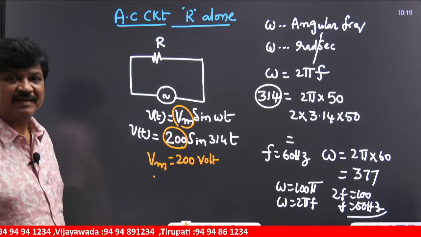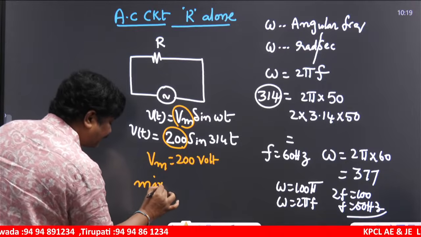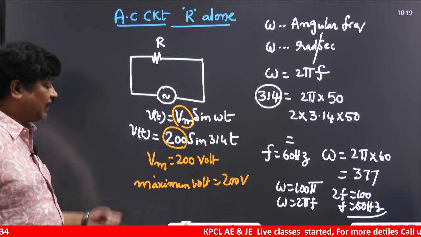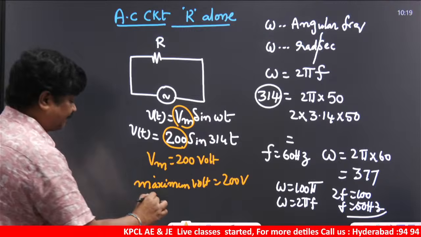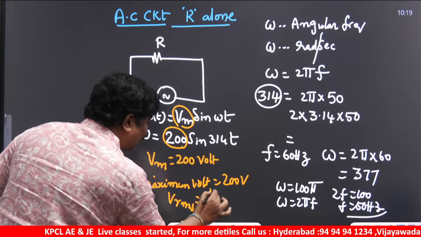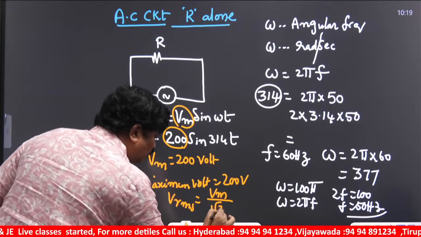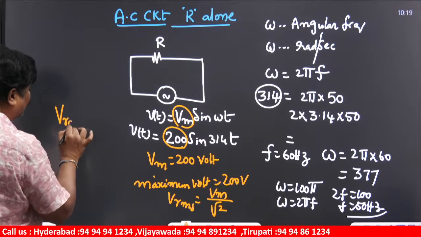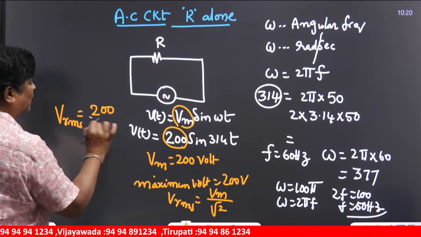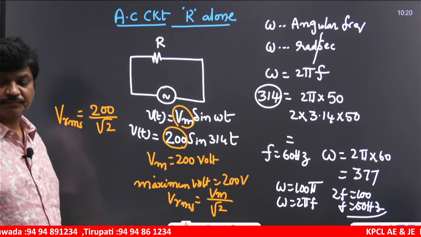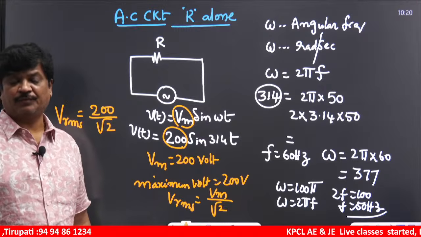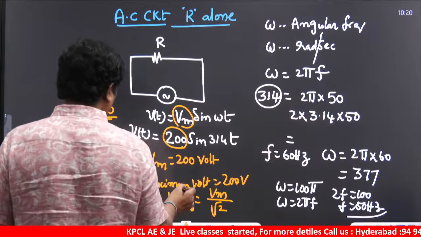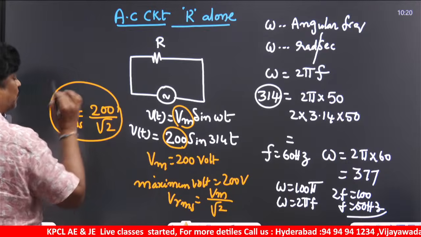Sir, what is Vm? Vm is nothing but the maximum voltage, 200 volts. How do we get the RMS voltage for this? For a sinusoidal waveform, Vrms is equal to Vm by root 2. So Vrms is equal to 200 volts divided by root 2. It is clear? I hope you understand what the maximum voltage and RMS voltage are. Vrms is equal to 200 by root 2.